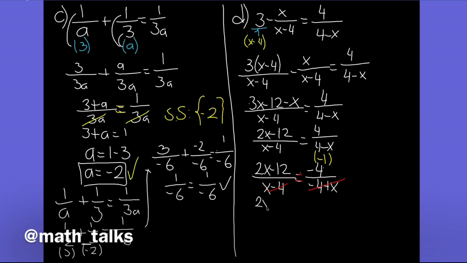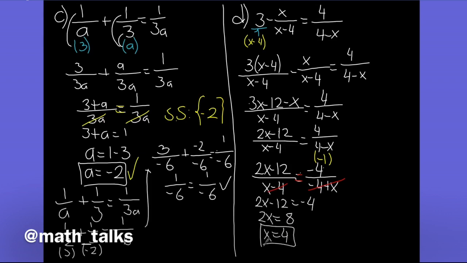How will it be? 2x minus 12 equals negative 4 is left. So 2x equals negative 4 plus 12, which is positive 8. So x will be 4.